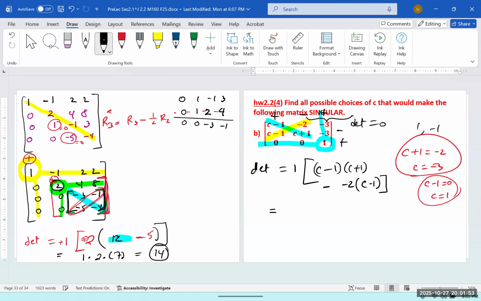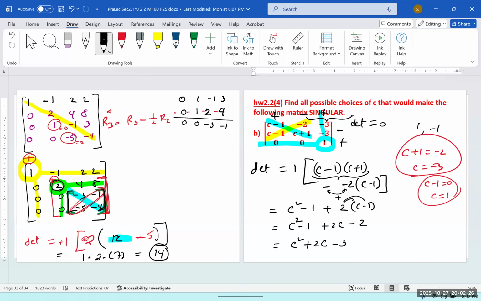In other words, if you multiply this, these are conjugates, so you get C squared minus 1. Minus and minus turn into plus 2C minus 1, so C minus 1 plus 2C minus 2. We distribute, which is this C squared, sorry, my bad. C squared plus 2C minus 3.